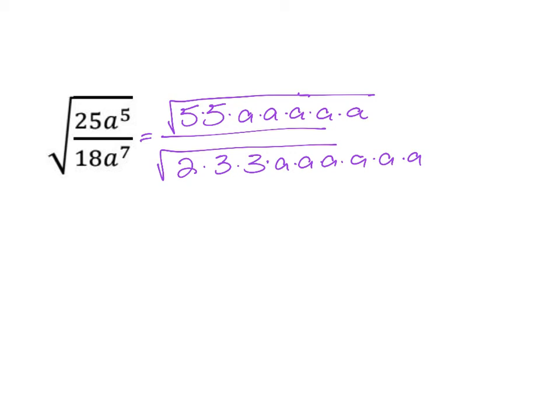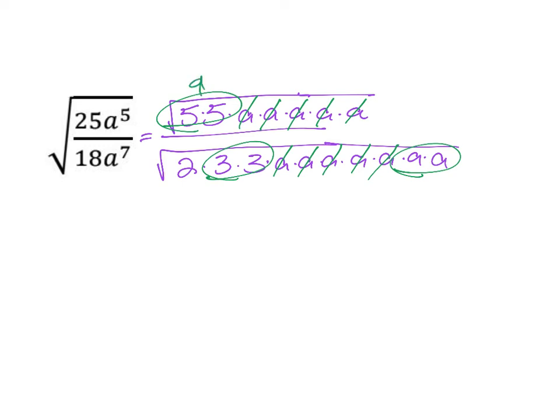One, 2, 3, 4, 5, 6, and 7. Good. So now I'm going to go ahead and cancel anything that I can from the numerator and the denominator. None of the values I can cancel. 1, 2, 3, 4, 5 A's. 1, 2, 3, 4, 5 A's. My index is a 2, so I'm going to circle my groups of 2.